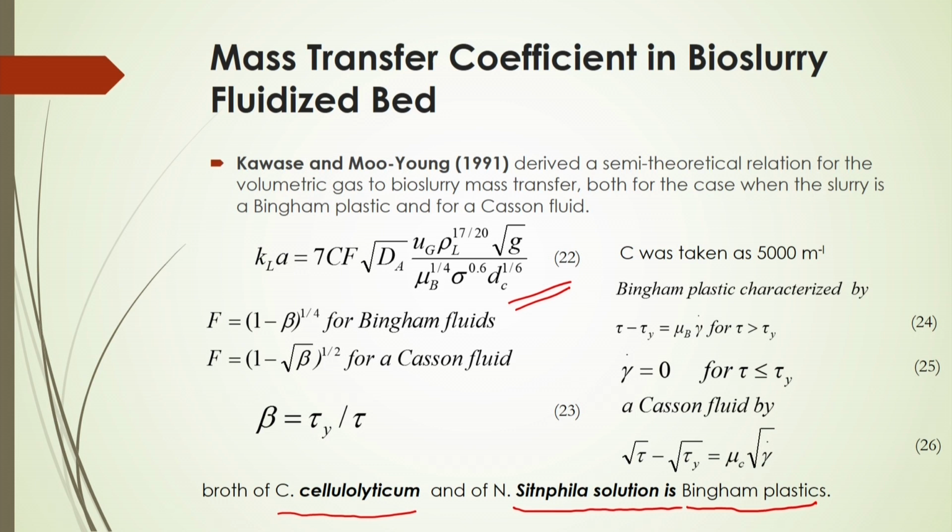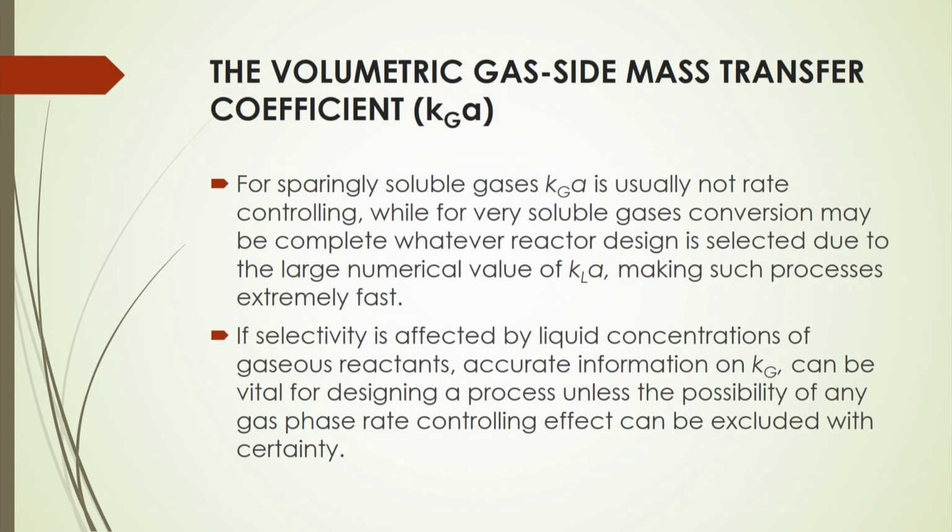Here you will see some coefficients C and F. C can be taken as 500 meter to the power minus 1, and F should be equal to 1 minus beta to the power 1 by 4 for Bingham fluids, and F equal to 1 minus root over beta to the power half for cation fluids, and this beta is nothing but the ratio of the shear stress in the y direction to the overall shear stress. The volumetric gas side mass transfer coefficient is represented by Kga.